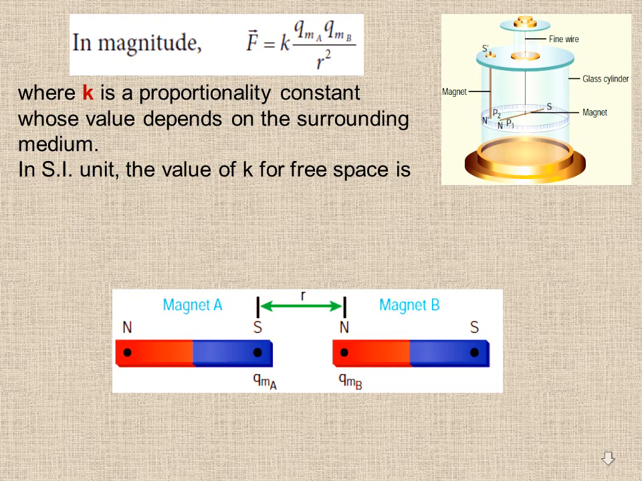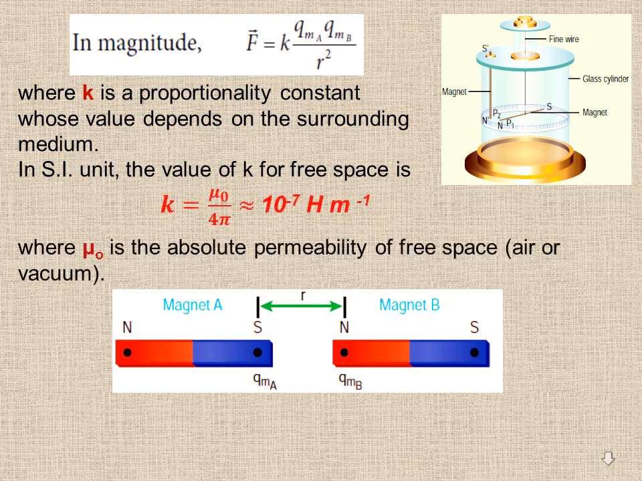Here in this picture you can see a magnet inside a glass cylinder. This is a fine wire and it is placed with the magnet. Here are the poles N and S, and the positions P1 and P2. The SI unit value of K for free space is K equal to mu naught by 4 pi, that means 10 to the power minus 7 H m minus 1. Here mu naught is the absolute permeability of free space, air or vacuum.